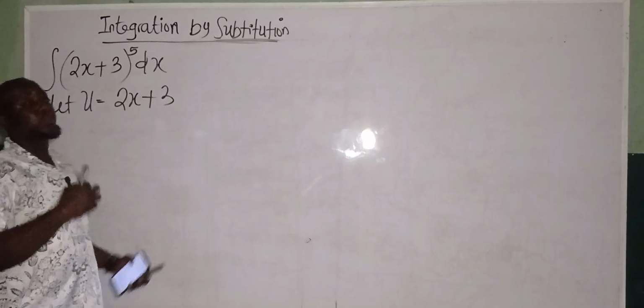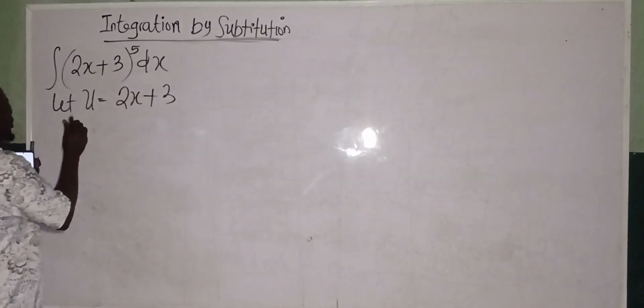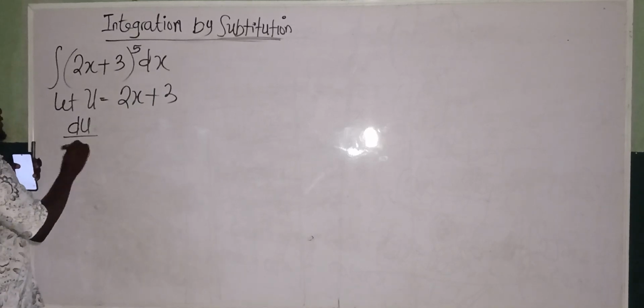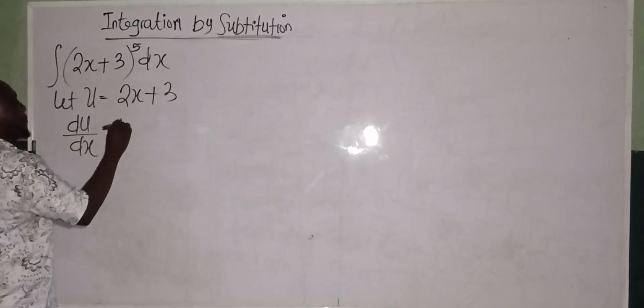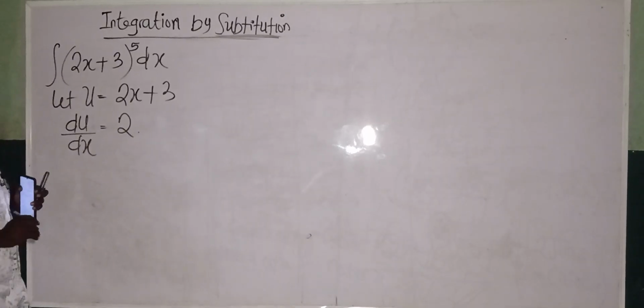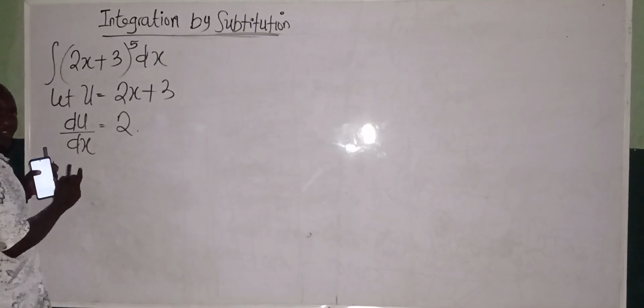So I said we want to make the x subject of the formula. So what do we do first? I will differentiate this. When I differentiate this with respect to x, I am dealing with this, not the constant. So my value here is just 2. So what do we do now? I will make the x subject of the formula now.